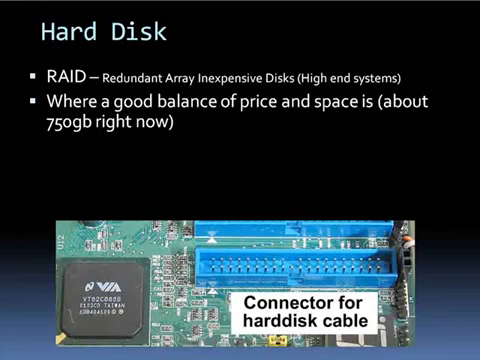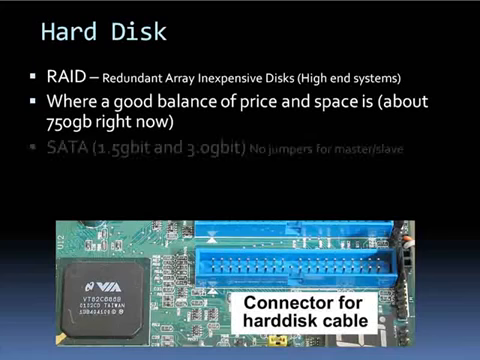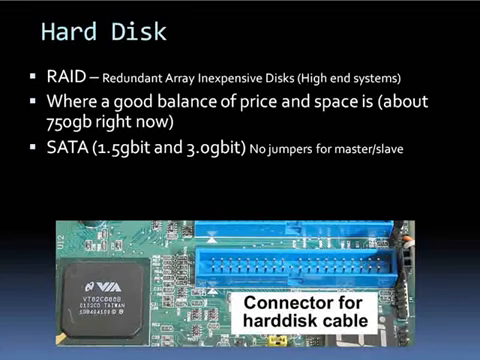It's a good balance between price and space. I think somewhere around 750 gigs to 1 terabyte right now is the good price break. You start going over that, you start paying high-end. You're paying more for the storage than what I think you need to. SATA, you have 1.5 to 3 gigabits. No jumpers, no master slave. When you're set up with an IDE, you have to set one as master and one as slave. It's a little more complicated.